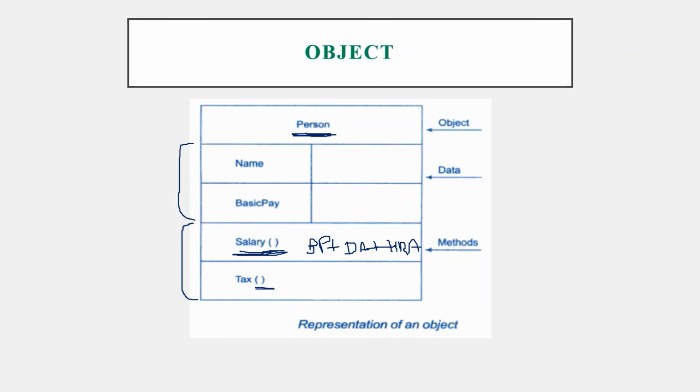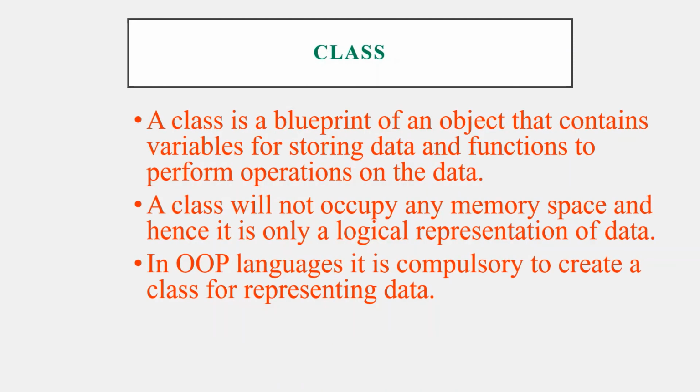Next, let us go to the class. Just now we finished discussing object. Now class. What is a class? Here is the definition of a class. A class is a blueprint of an object that contains variables for storing data and functions to perform operations on the data. Once again, we are repeating the same thing. Object contains variables for storing data and functions. So what is an object? Object is a combination of data and functions.